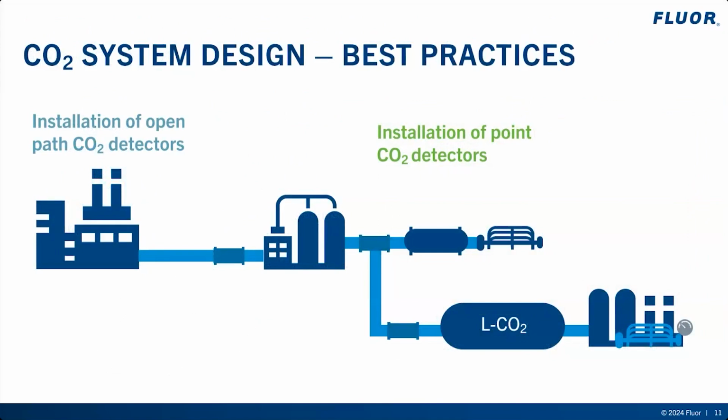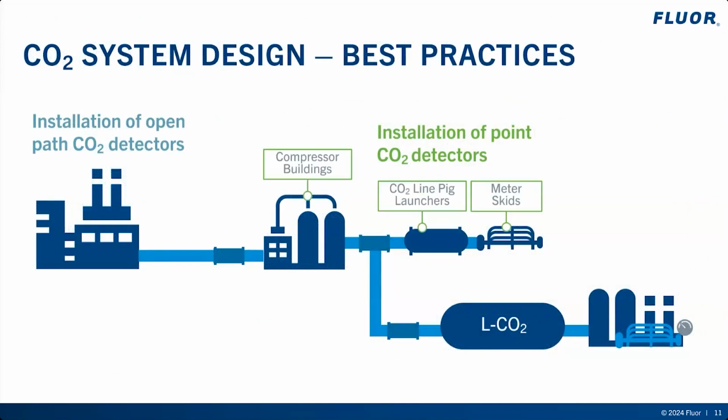So what are some CO2 system design best practices? The installation of point CO2 detectors located directly beside potential release locations. These can be installed at compressor buildings, CO2 line pig launchers, and meter skids.